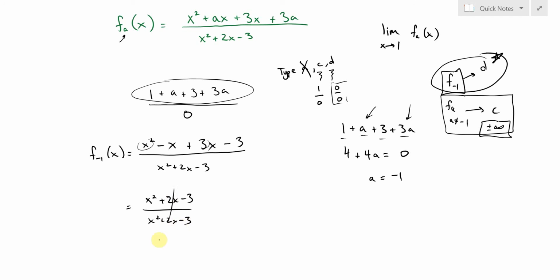They cancel, and you get 1. Don't make a silly algebra mistake. They don't disappear into nothingness and become 0. The top cancels the bottom, you get 1. Something divided by itself is equal to 1.